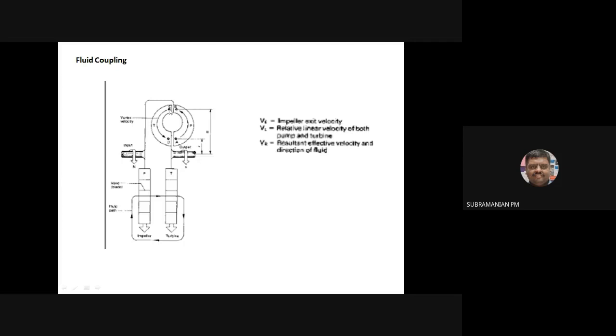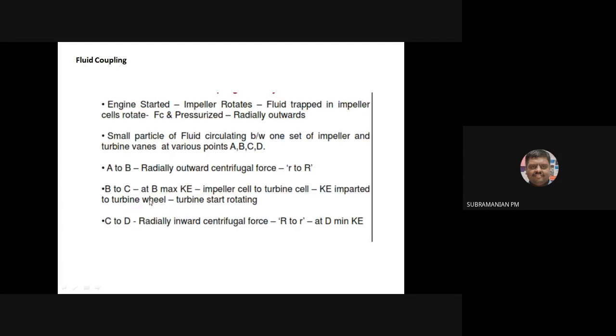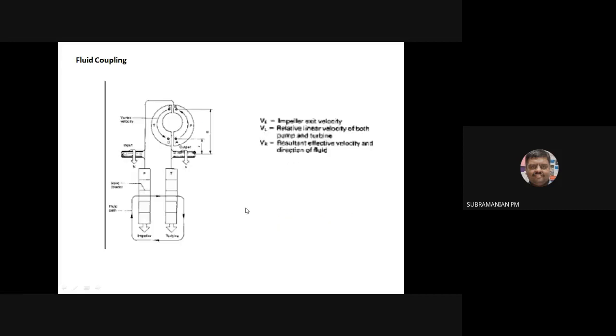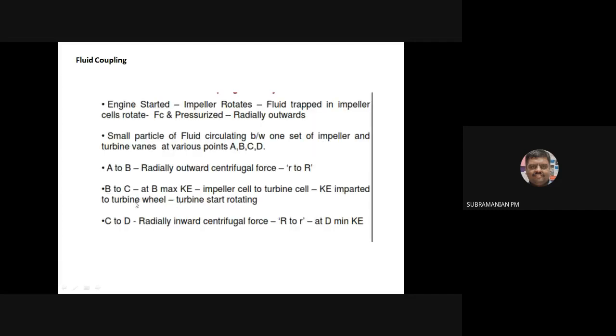So it will be imparted to the turbine, okay? So at B, maximum kinetic energy. It will be imparted to C, okay? So kinetic energy is imparted to the turbine wheel. The turbine starts rotating. And you can see from C to D, it is a radially inward force. My centrifugal force is inward, whereas from A to B, my centrifugal force is outward. And C to D is a radially inward centrifugal force, okay?